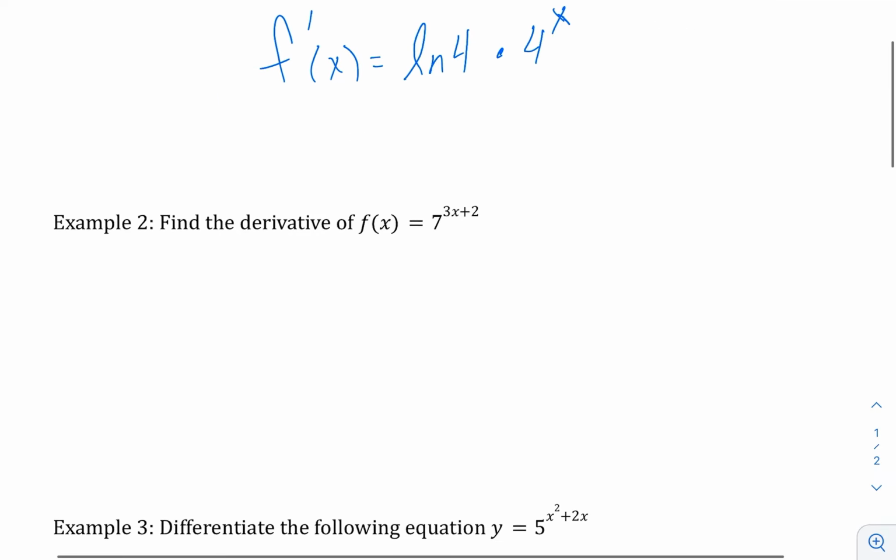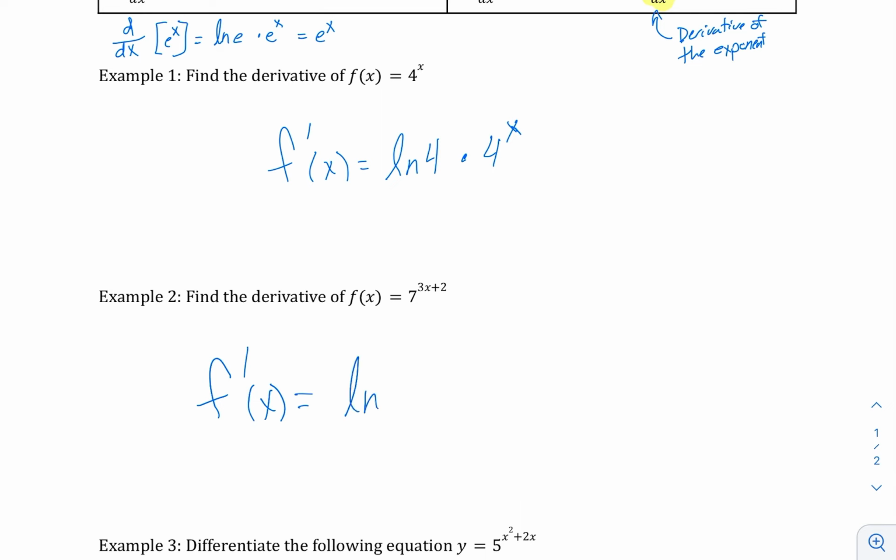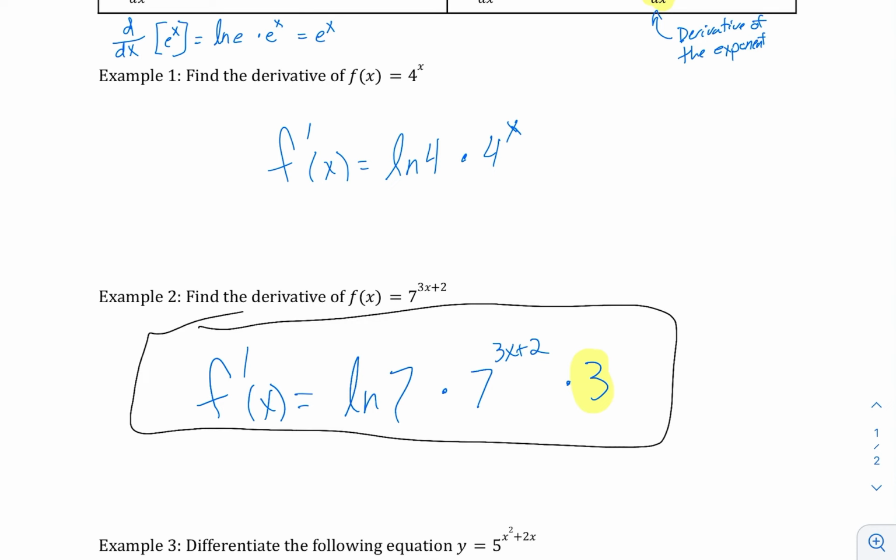Now, taking a look at 7 to the 3x plus 2. So again, kind of keeping in line, looks more like our second rule. We have something other than x as the exponent. The derivative of this one, f prime of x, would be equal to the natural log of the base, so the natural log of 7, times 7 to the 3x plus 2, keeping that exactly the same, and then now multiplying by the derivative of that exponent, so times, in this case, 3. So remember, the derivative of that exponent is 3 here. So our final answer is just this whole thing right here. Now you could rewrite it in a few different ways, but that's your answer.